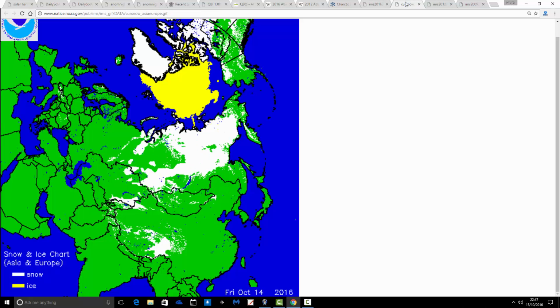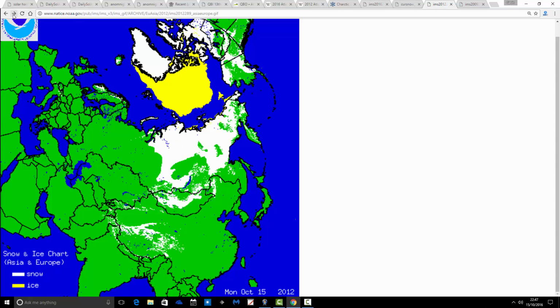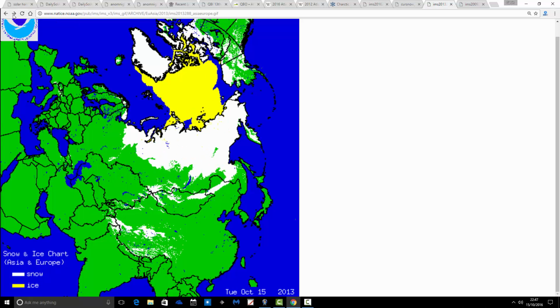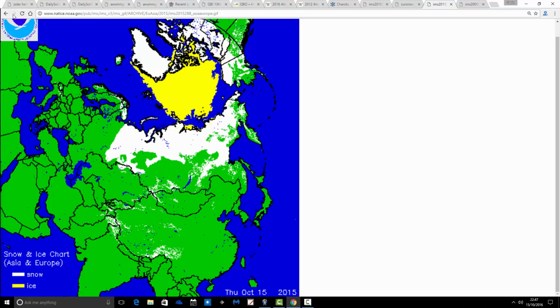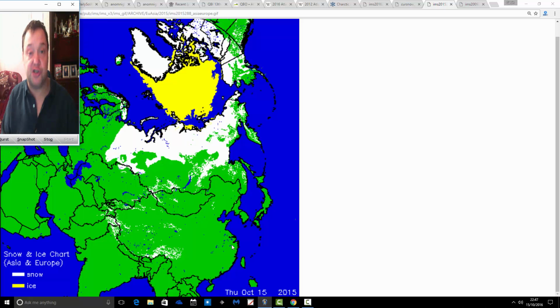2012, yes, I think we're ahead of 2012 at this point. 2013 had more than we've got right now. 2014 had a lot more than we've got right now. And 2015 had more snow cover than we've got right now as well. So in terms of where we are with Russian and Siberian snow cover, we're probably still somewhere in the middle.